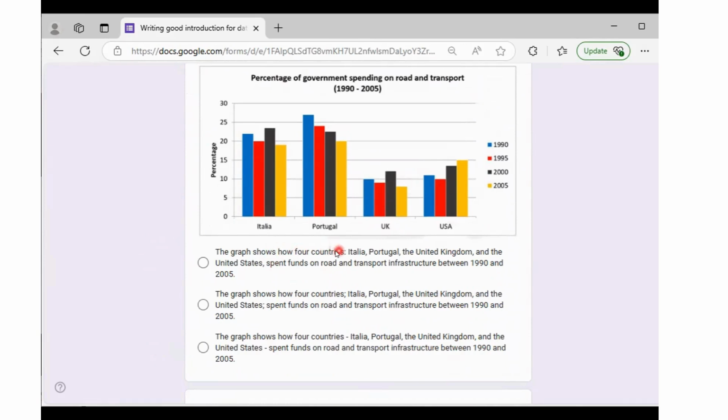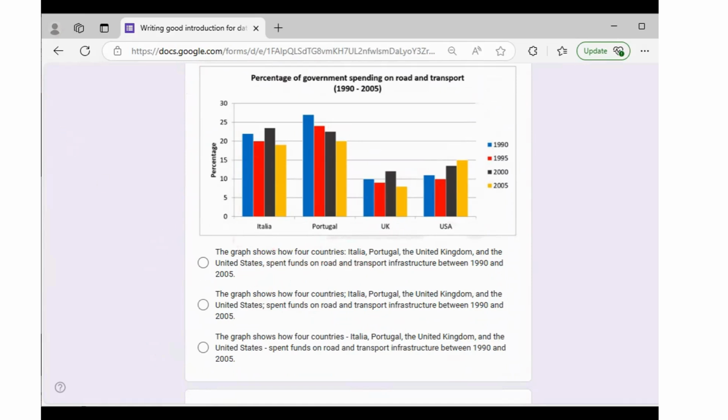The graph shows how 4 countries, dash. There should be a dash here, not a colon. It should be a dash. There should be a dash here before Italia and then another dash after United States, after we end the list. That's how we should do this one sentence introduction.